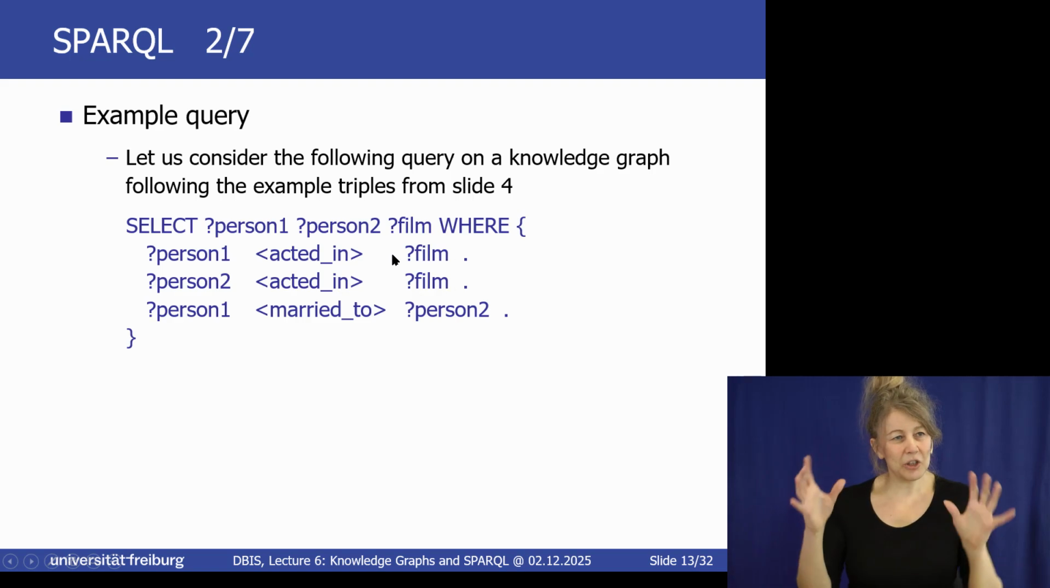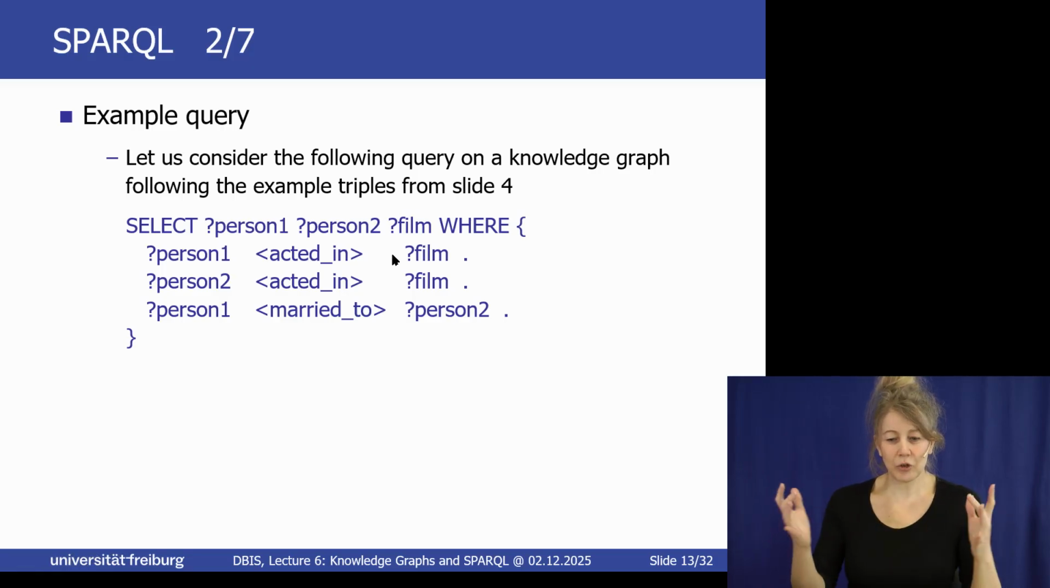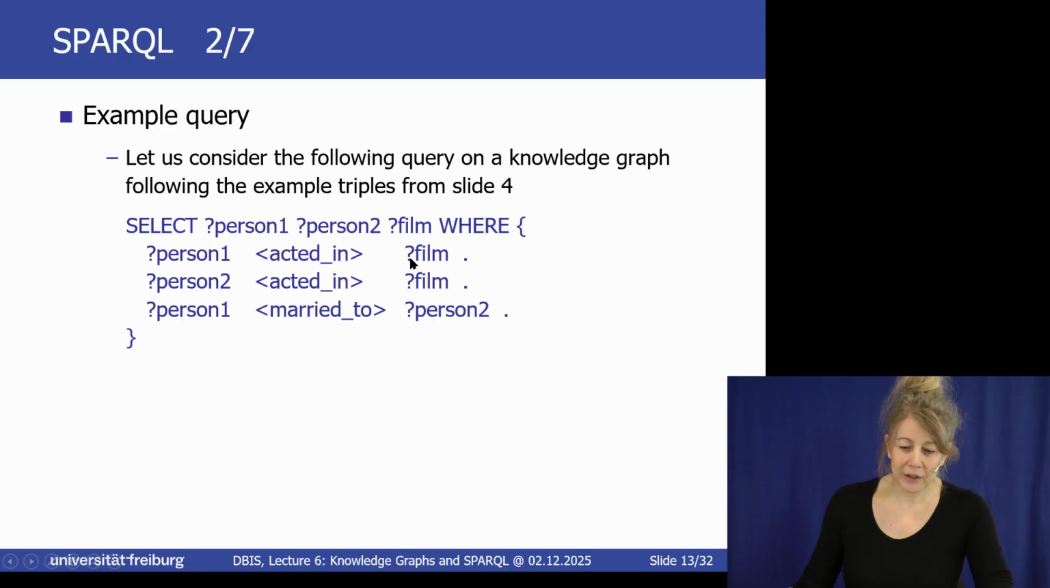And here's something different to SQL, and we will talk more about that later. I don't have any joins here, right? I don't have from these tables and join or anything like that. But the join happens because this is the same variable name. If I would have put film 1, film 2, it would be a different query. And this is exactly what the exercise sheet will be around also. Just by putting the same variable name here, I'm saying, okay, I want two people acting in the same film.